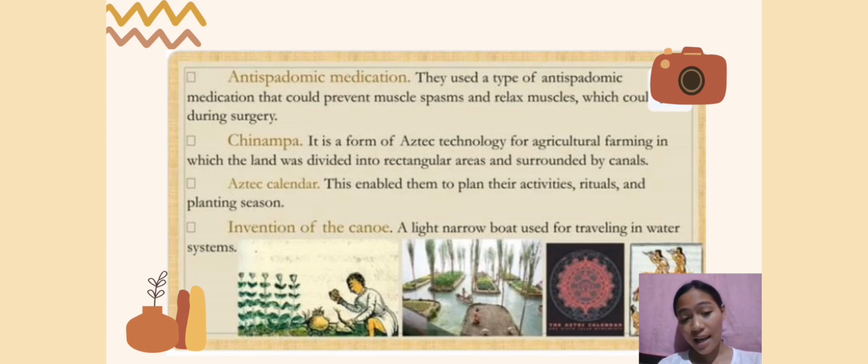And here in Aztec, they have their boat, the invention of the canoe, a light narrow boat used for traveling in water systems. Yung narrow boat na yung canoe boat na yan is from hollowed out logs o yung mga troso burned by fire. So, sinusunog muna nila, and kapag nasunog na, hindi naman nila pinapasunog na maputi. Tapos, pag nasunog na, kinokorte nila na parang maging boat.